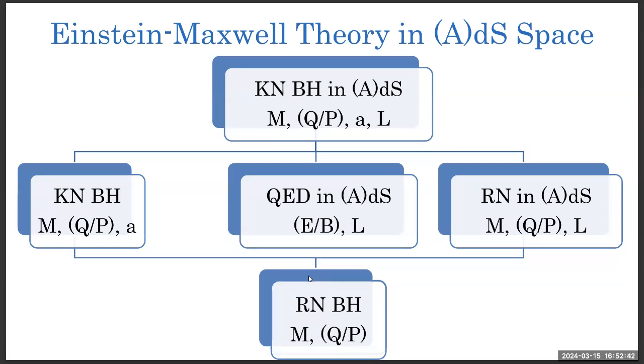Now, by turning off some of the parameters, we can have the Kerr-Newman black hole in Minkowski space or the RN black hole in AdS. And the final one, just turning off the angular momentum in asymptotically Minkowski space, the RN black hole. Still, it has interesting features.